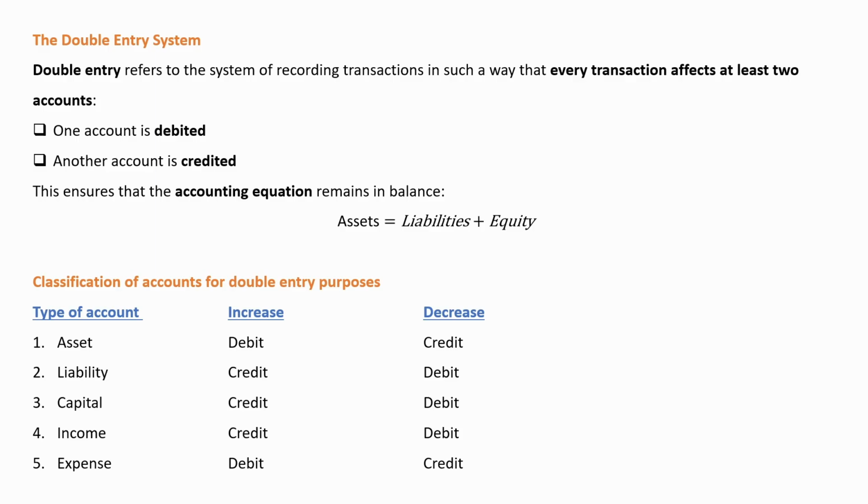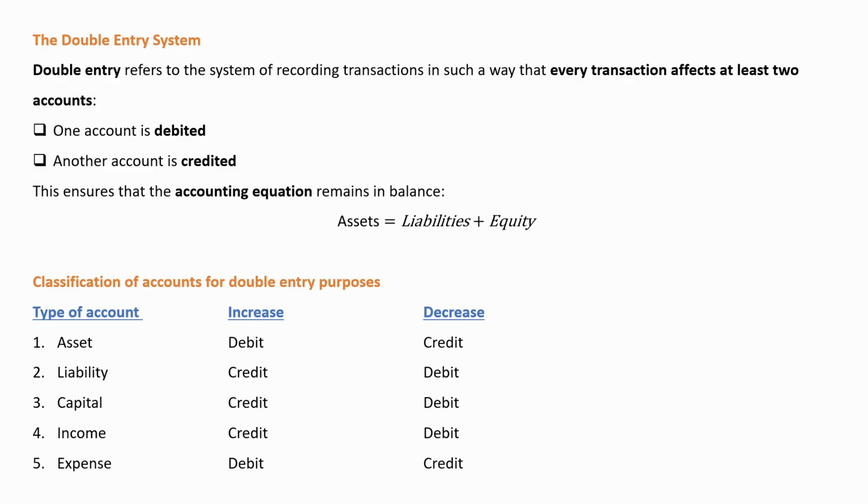The reason for using the double entry system is that it ensures that the accounting equation remains in balance. The accounting equation is the one where we say that assets equals liabilities plus equity. So if you follow the double entry in all the workings, you realize that your balance sheet, or your statement of financial position, will always balance. If you follow it keenly, it will help you to balance your statement of financial position.